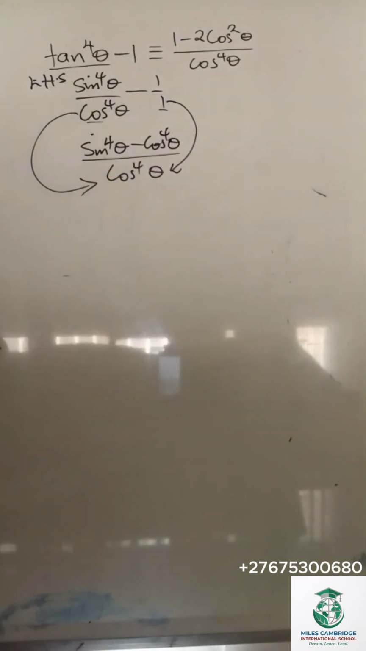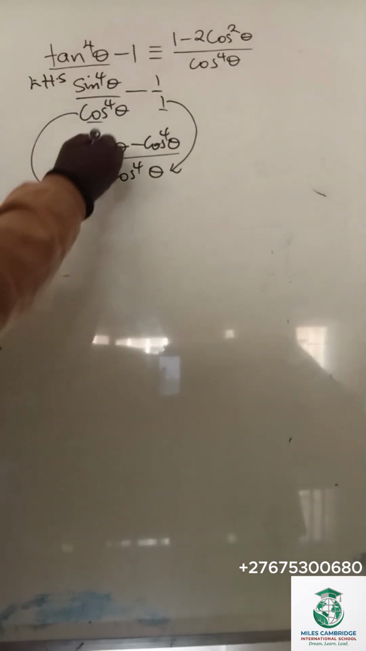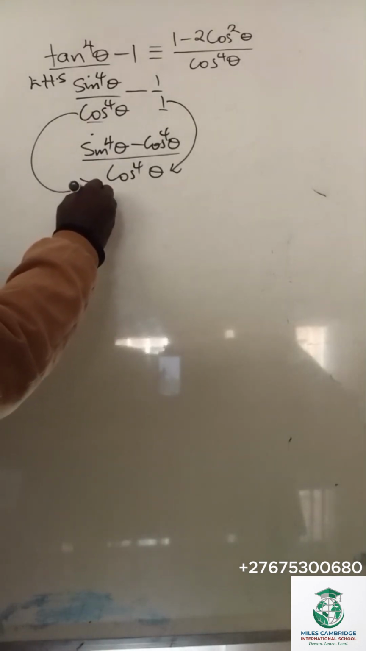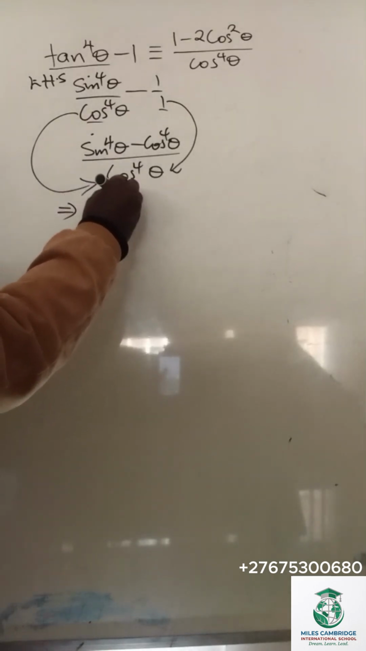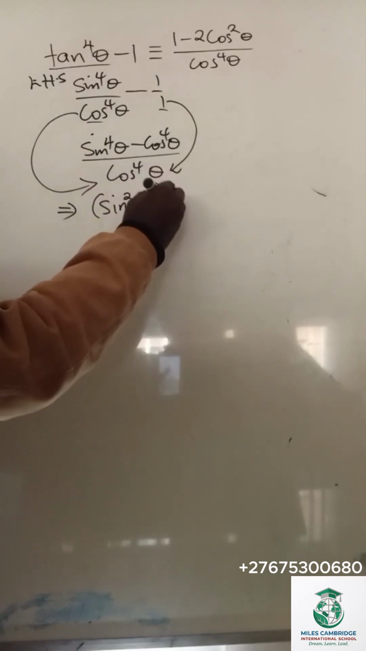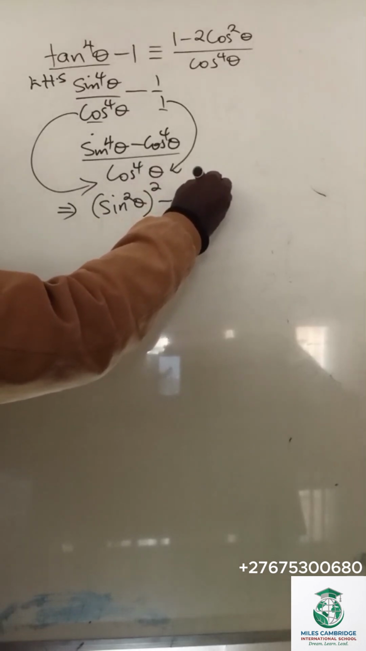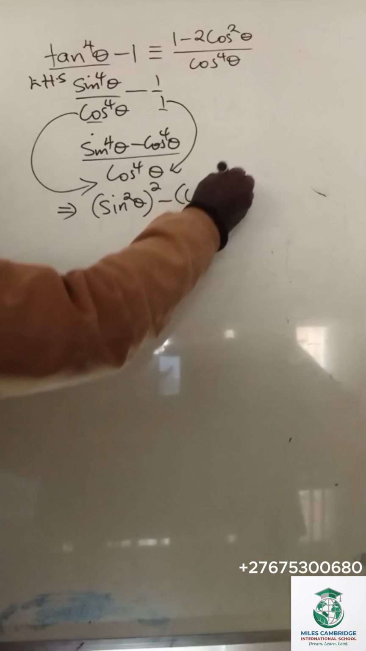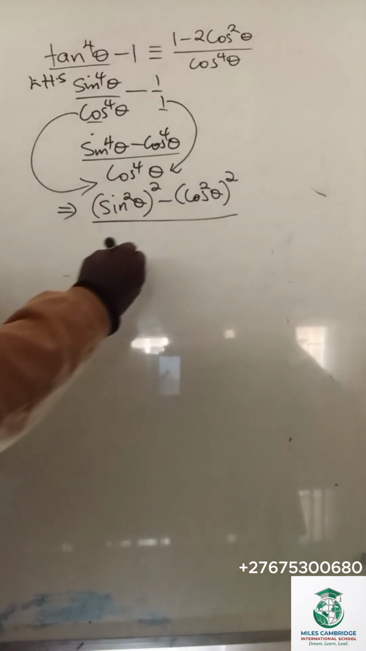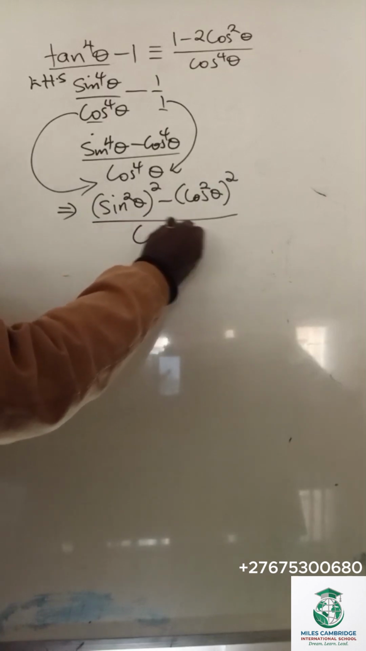Now, how do we proceed from there? We know from our laws of indices, sin⁴θ, we can write it as (sin²θ)² minus (cos²θ)². Then we divide by cos⁴θ.